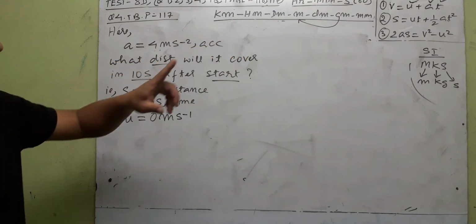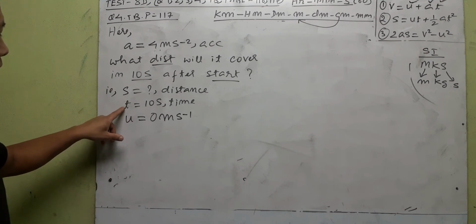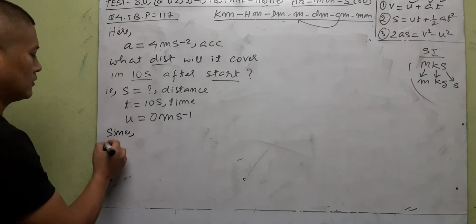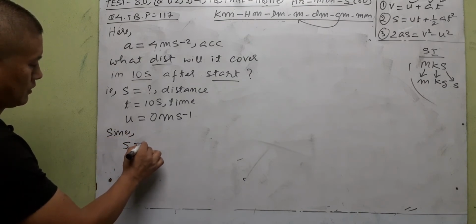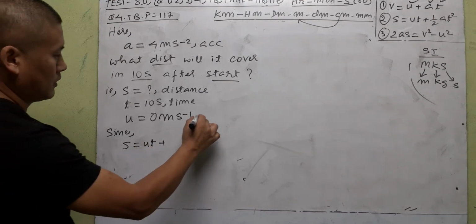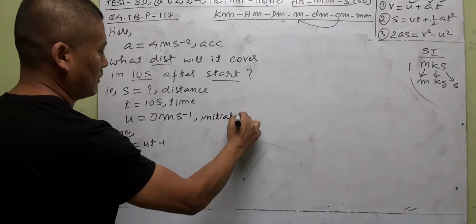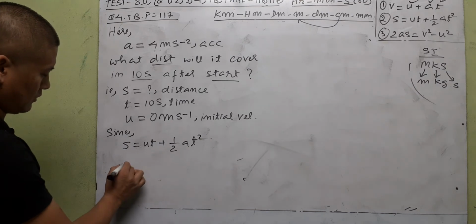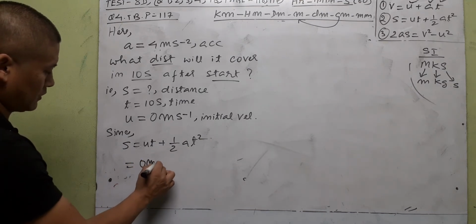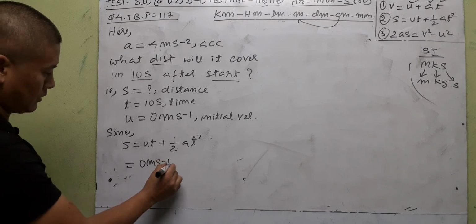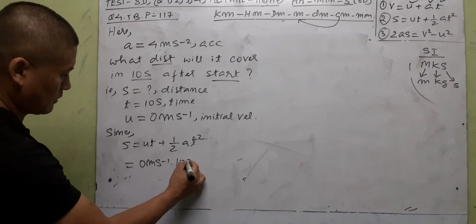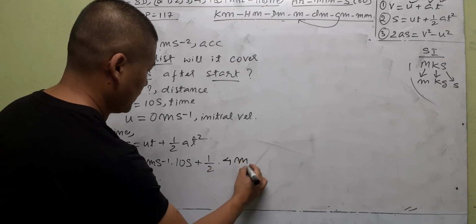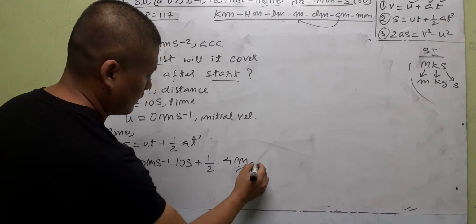I think second one will do. See here, S is equal to ut plus half A is also there, t square. So directly we can do that. This is quite easy. Since we know S is equal to ut plus half a t square, if you like, you write your initial velocity. So let us write it 0 meter per second for u here, into t is here 10 seconds, plus half into A is 4 meter per second square, into t square.